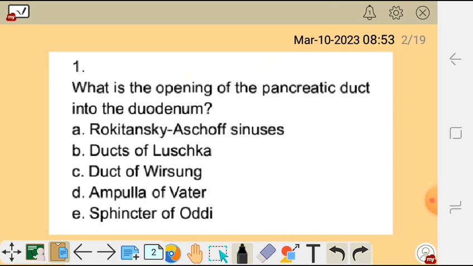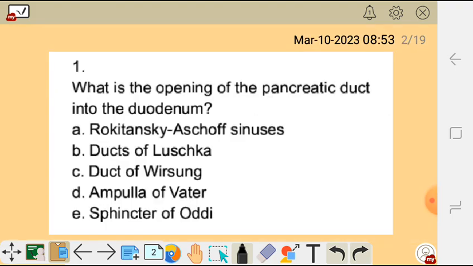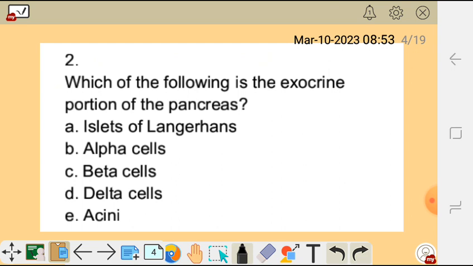So what is the opening of the pancreatic duct into the duodenum? The correct answer is D, which is the ambula of Vater. The ambula of Vater is the one which opens into the duodenum there. So the correct answer for question 1 is D. We move on to question 2.